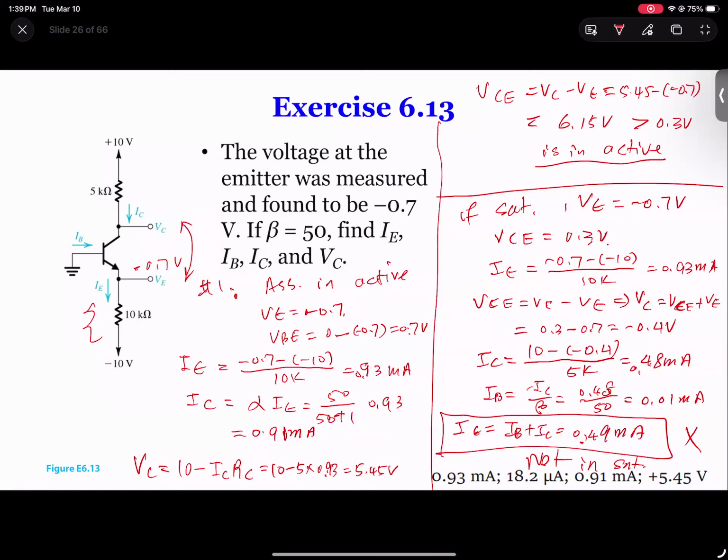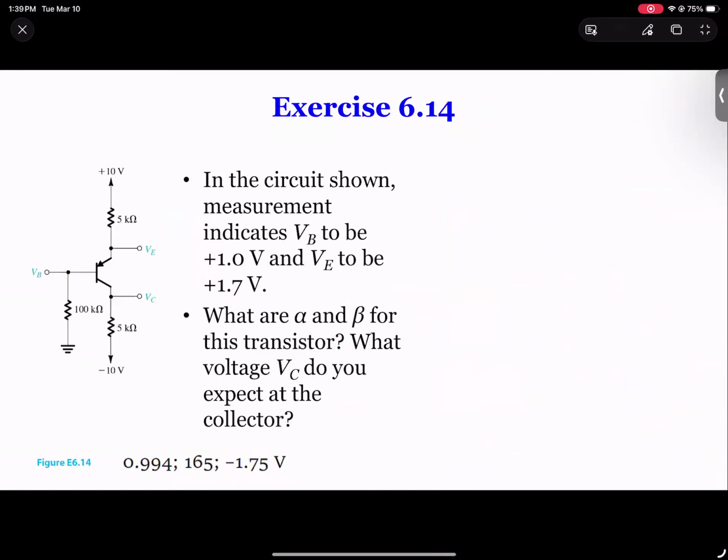Okay. So sometimes, of course, based on the problems given, you might start with one assumption, you got it right, done. But you started with one assumption, you did the calculation, it's not right, you go back to redo it, so two passes. We don't know in the beginning whether it's in saturation or active. So we have to start with one assumption and find whether it's correct or not. So that's 6.13. Let's do another problem.